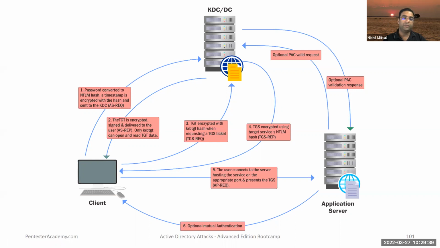Now, a TGT is encrypted and signed using secrets of a special account called KRBTGT, or Kirby-TGT. Now, at the end of step 2, the client cannot decrypt the TGT, so it sends it back, or presents it to the KDC as a proof of possession, and requests a service ticket or a TGS for the service principal name, or the service running on this application server.